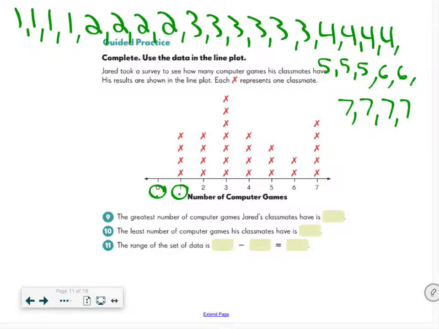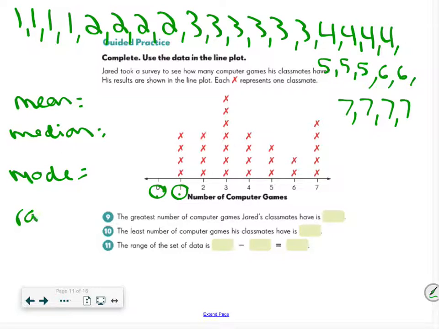So, first of all, I'm trying to find the mean, median, mode, and range. My mean, I'm going to calculate later. My median is my middle number. My mode is the one that is most often. My range is my biggest minus my smallest. So, right now, I'm going to do my range first. My biggest number is 7, and my smallest number is 1. 7 minus 1 equals 6, so my range is 6.